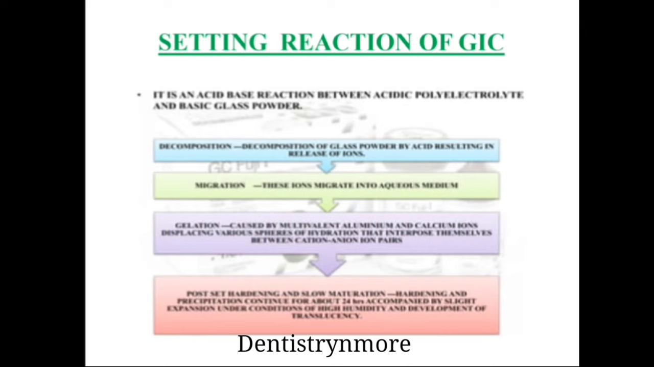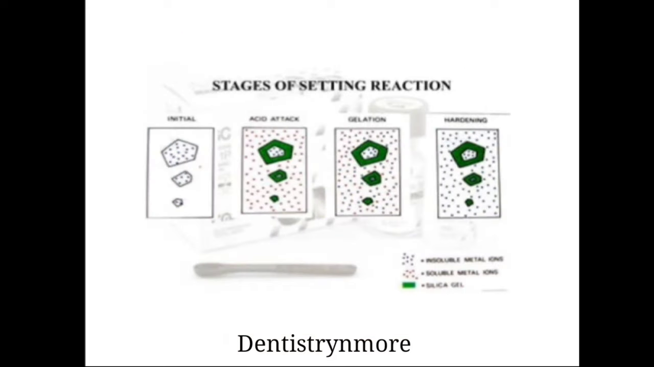Next one is the setting reaction of GIC. All of you know that it is an acid-base reaction between the acidic polyelectrolyte and the basic glass powder. So here in the slide you can see the setting reaction, and these are the stages of the setting reaction: initial, acid attack, gelation, and also hardening. And this figure is very important. You can draw this figure in the paper so you can score more marks.